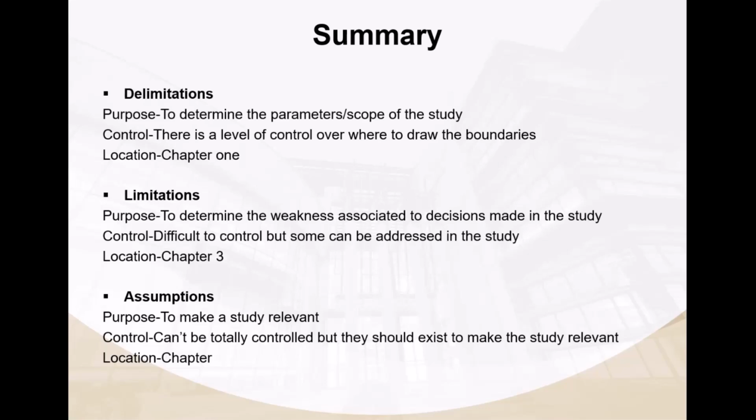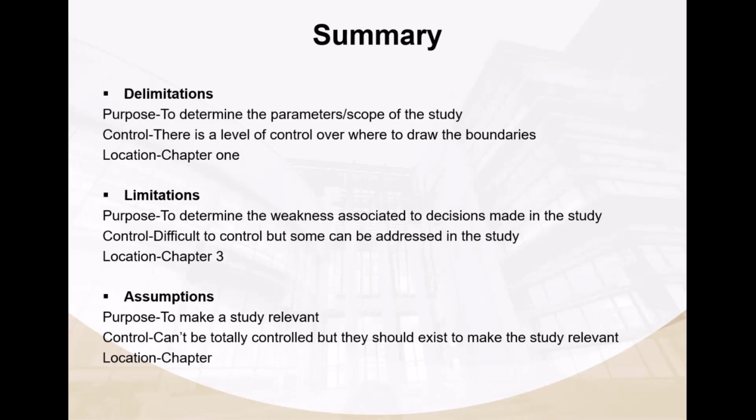Okay, let's summarize quickly. I think the summary which I'm putting here: 1, delimitations. Purpose: to determine the parameters or scope of the study. Control: there is a level of control over where to draw the boundaries.